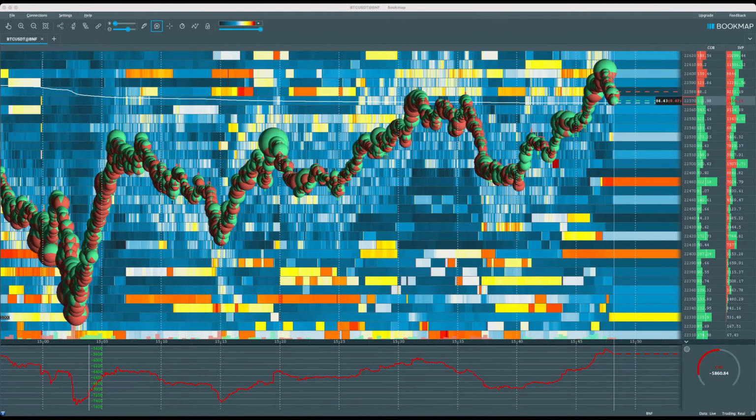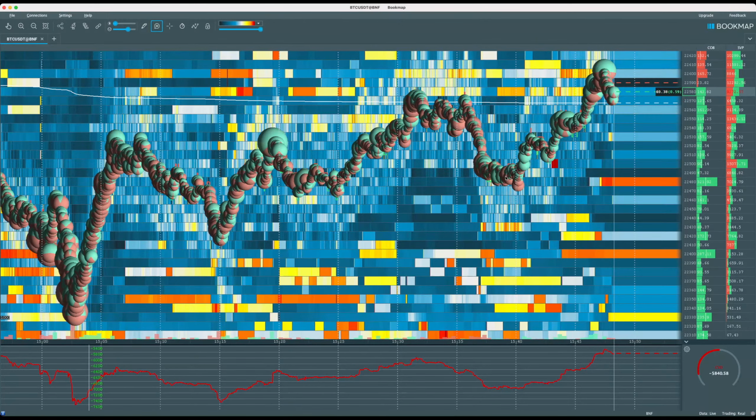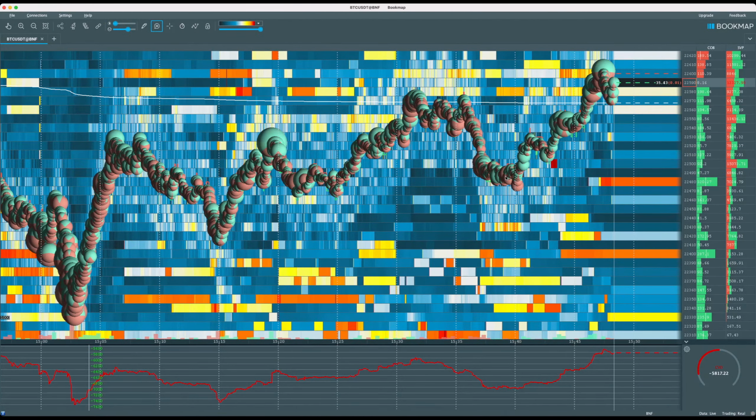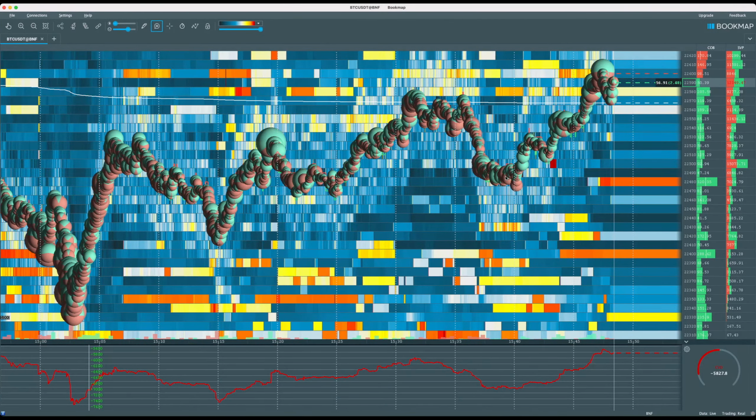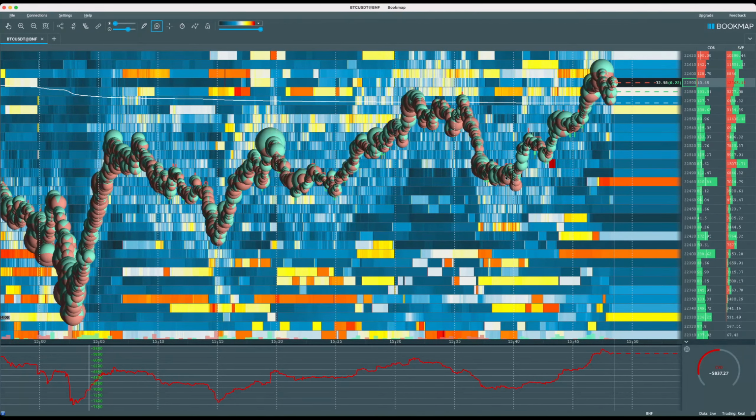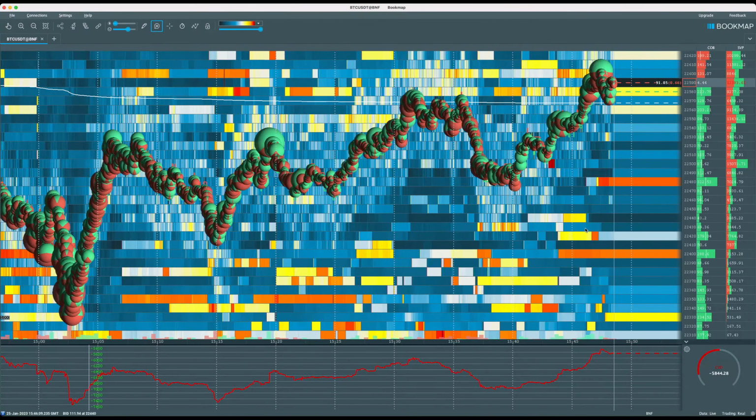I think the interesting thing is just understanding what liquidity is, why it's important, and why market makers like to move price between zones of liquidity, because they can transact a lot and they're not going to get caught out on price impact. They're not going to get caught out on slippage. They're not going to get caught out on the spreads. It's nice and easy for them.